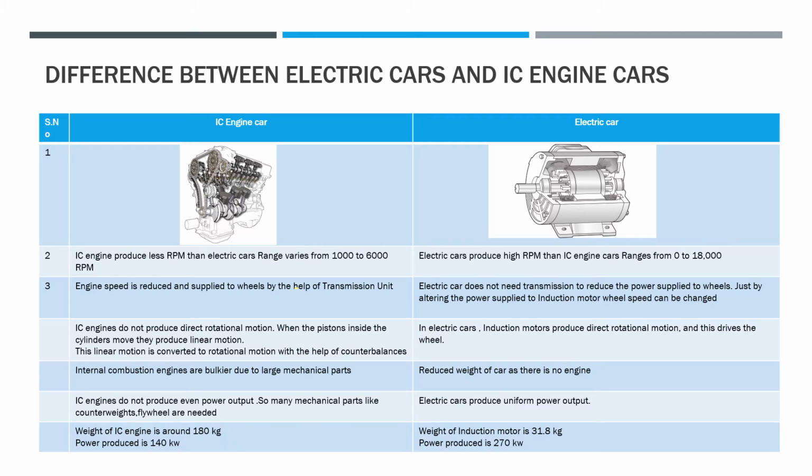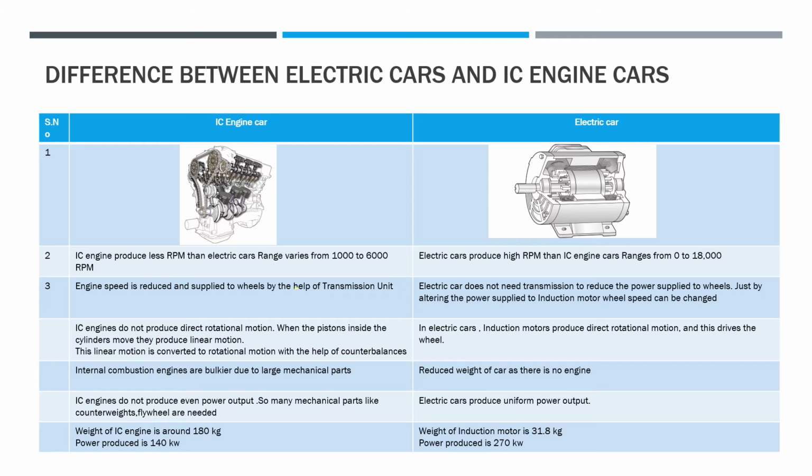The differences between electric cars and IC engine cars. The IC engine car. The IC engine produces less RPM than electric cars. Its range varies from 1000 to 6000 RPM. The electric car. The electric car produces higher RPM than IC engine cars. It ranges from 0 to 18,000.